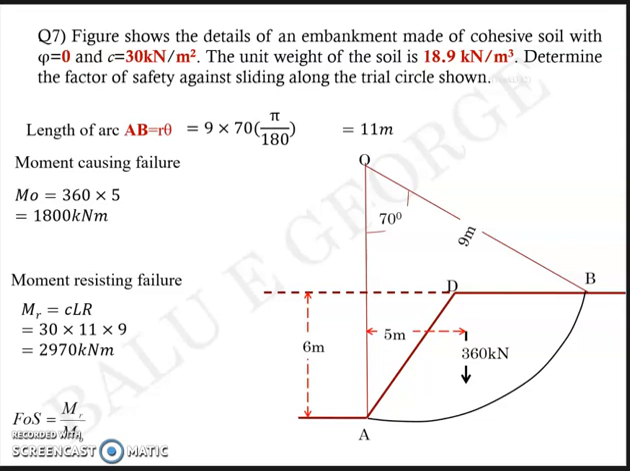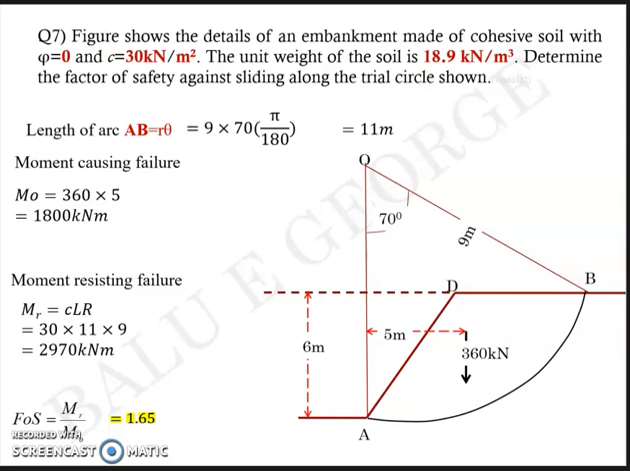For the factor of safety, you take the ratio MR by MO. 2970 by 1800, which gives a factor of safety of around 1.65. So compared to the previous example, this geometry of slope seems to be a bit better in terms of safety. You have 1.65, which is greater than 1.2.